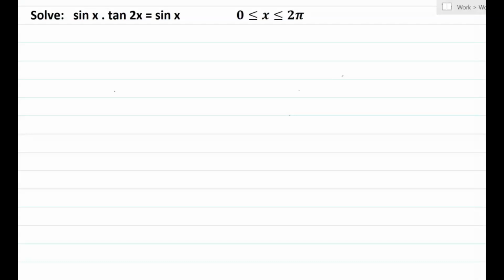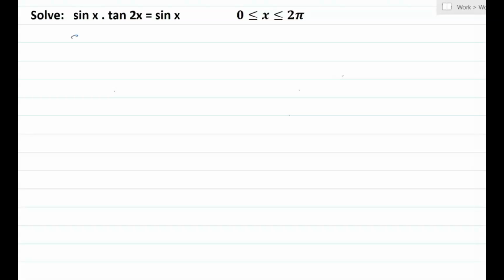All right, hello again. So let's look at this trigonometric equation that involves a sine function and a tangent function, and we have to manipulate that. All right, let's go through that. Let's solve this. The first thing we have to do is make sure that we don't do anything illegal in terms of our algebraic operation.